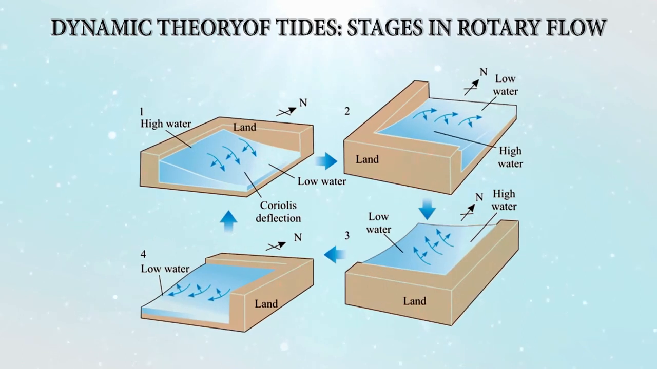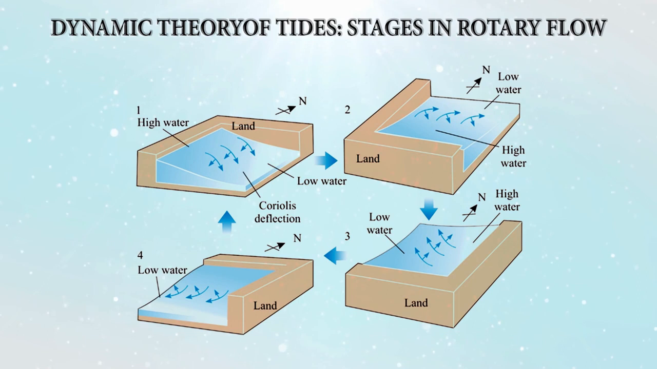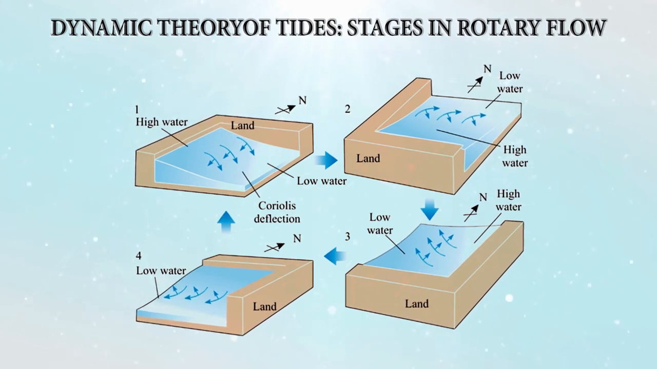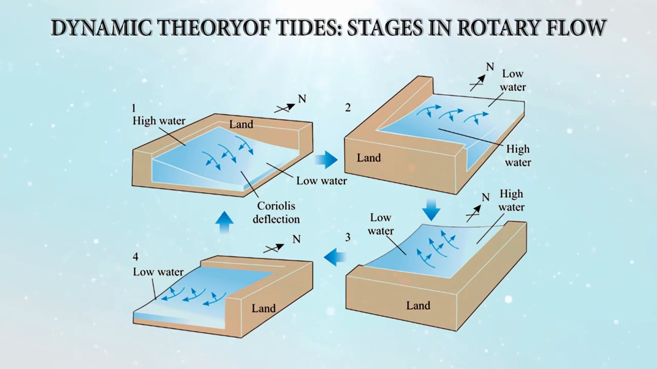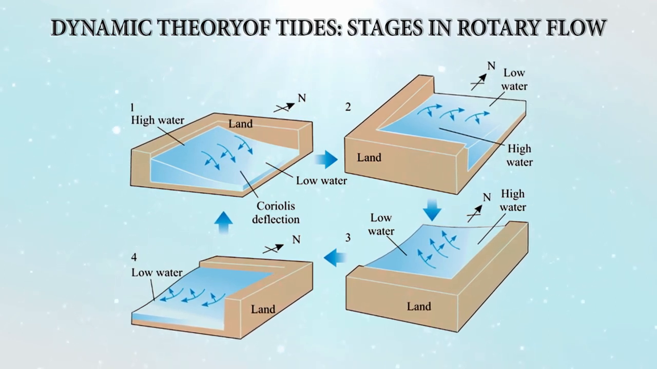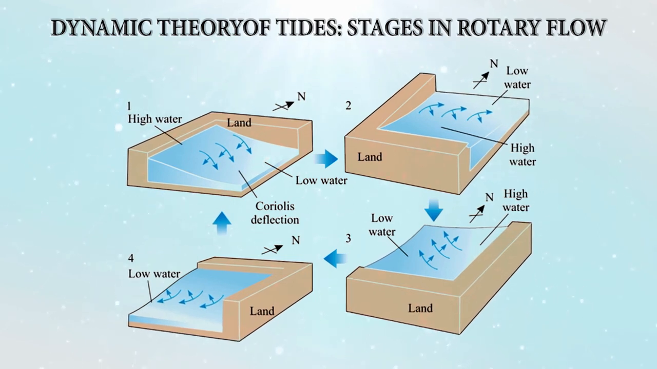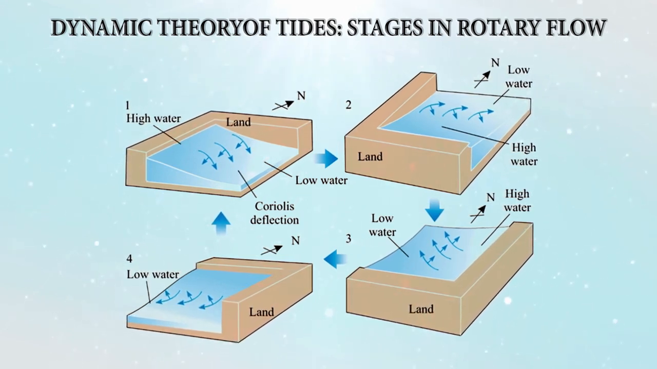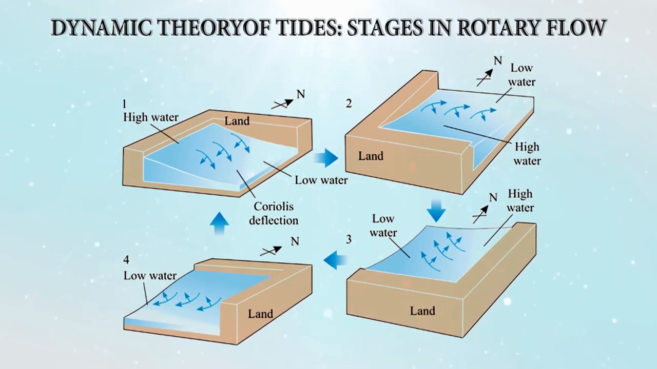Let me explain this dynamic theory with the help of this figure. You can see in all 1, 2, 3, 4 parts of this figure that the pressure gradient is created between high water and low water, due to which water starts moving in the opposite direction and gets deflected due to the Coriolis force, and this way tides occur in opposite directions.